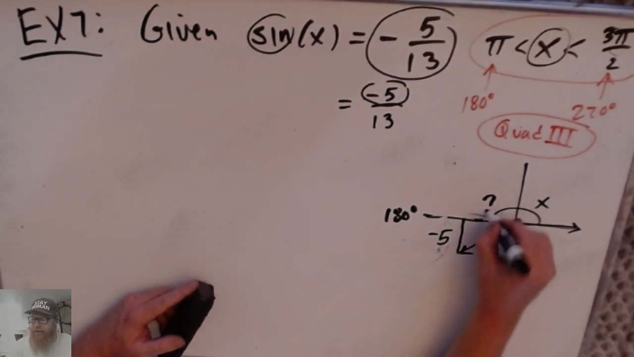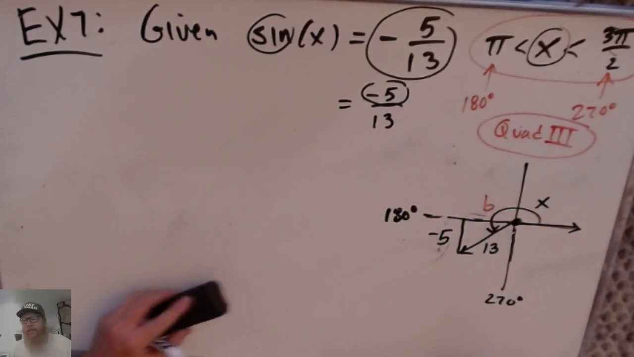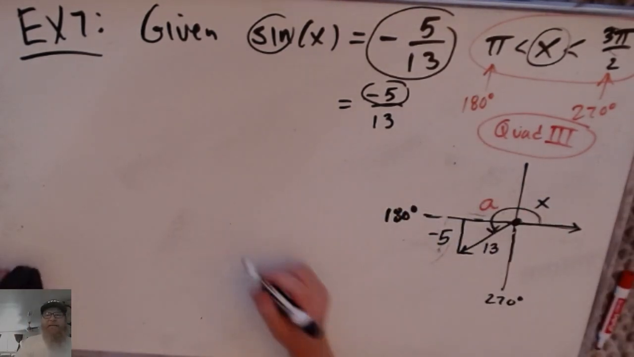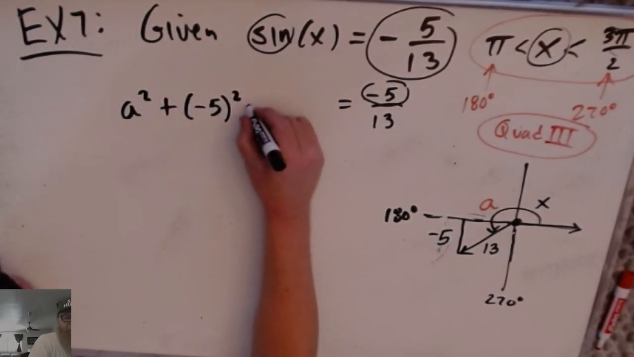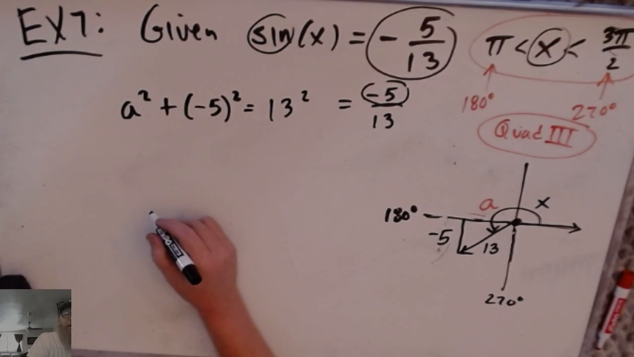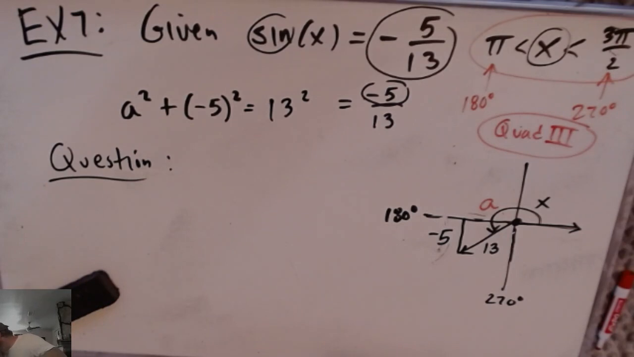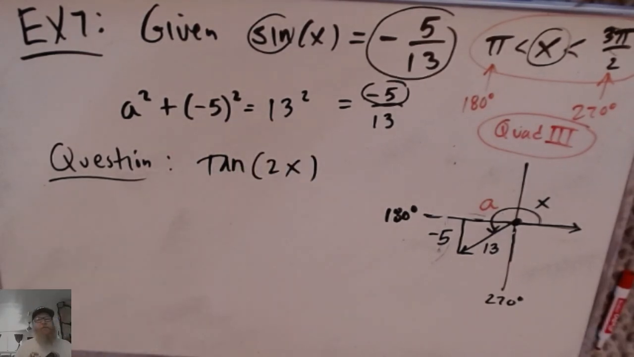All right, so go ahead and find the missing side. You can call it whatever you want, but I wouldn't call it x. I call it A or B or C or whatever you want to call it. I chose A this time. So I've got a squared plus -5 squared equals 13 squared. Oh, shoot, I forgot to put down the question. The question is asking us for the tangent of 2x. Almost forgot to put down what the question is.